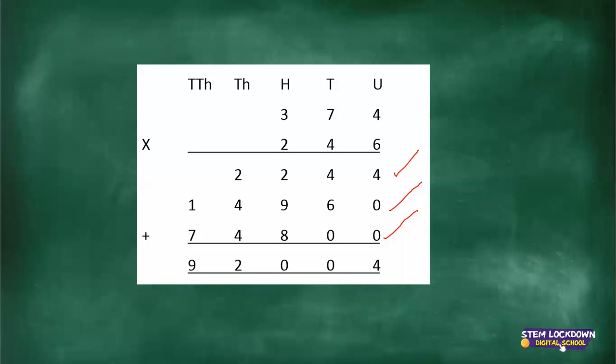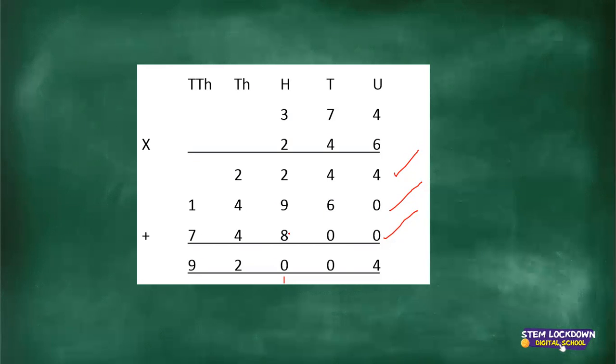So instead of doing it all separately, what you do is you put it together, but you put it in rows. So this first row is multiplying the 6, and the second row is multiplying the 40, and the third row here is multiplying the 200. So we put all our answers here, and we have 4 plus 0 is 4. 4 plus 6 is 10. So we put 0 here and we carry our 1. Then 1 plus 9 is 10.